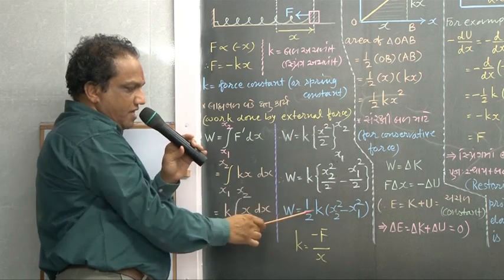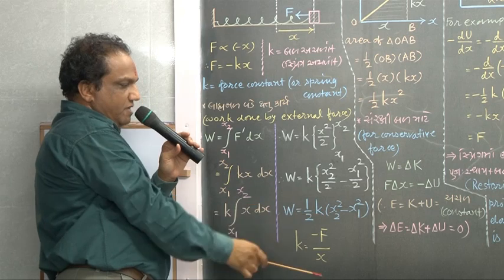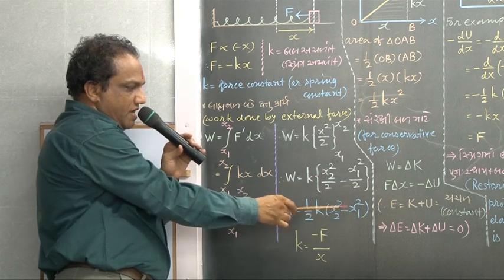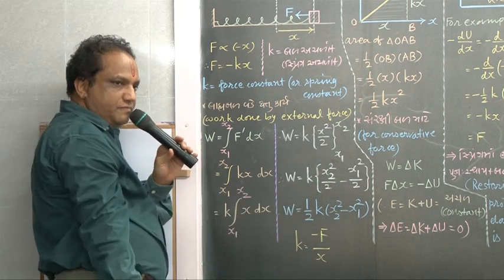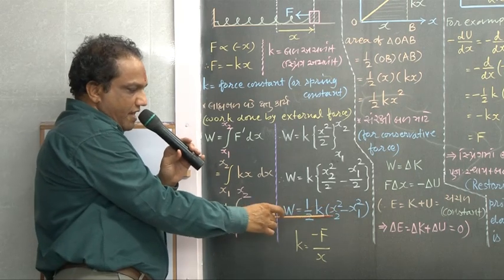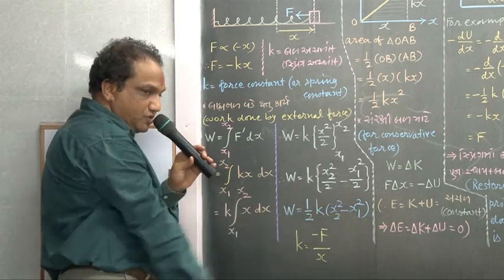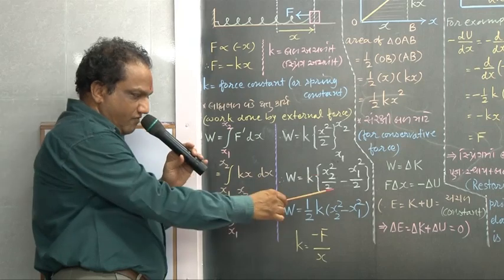One by two, one by two. Can I take it common? Then k, then x2 squared minus x1 squared. So W equals 1 by 2 k times x2 squared minus x1 squared. This is the general formula.